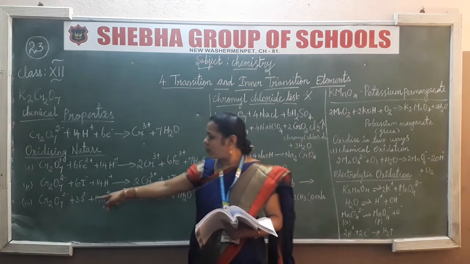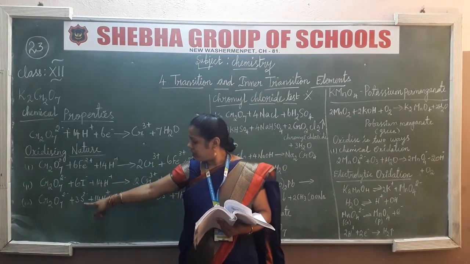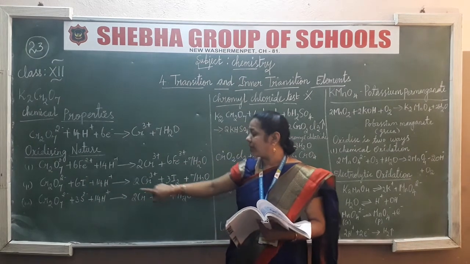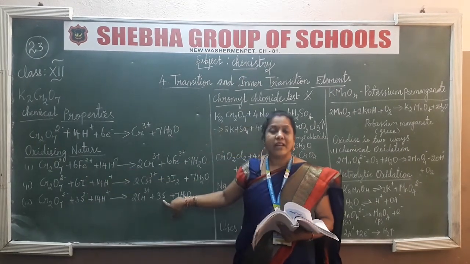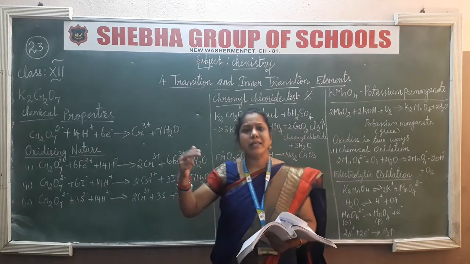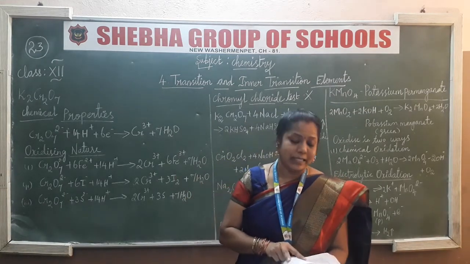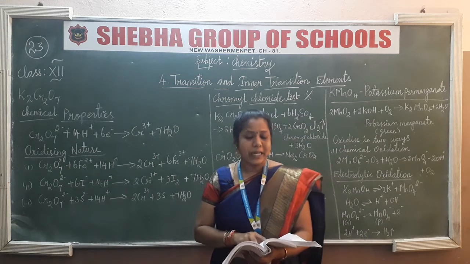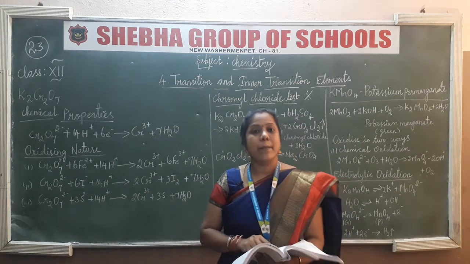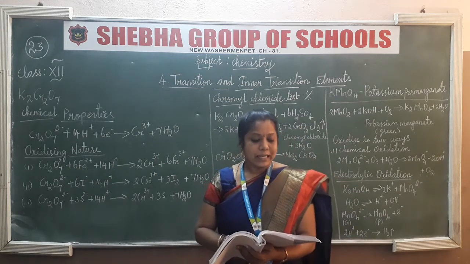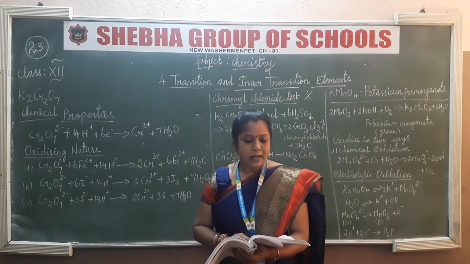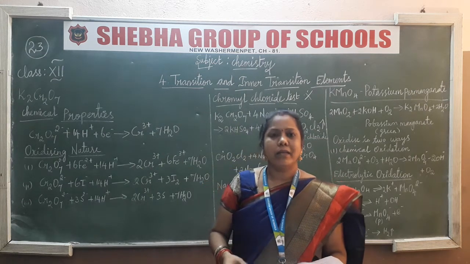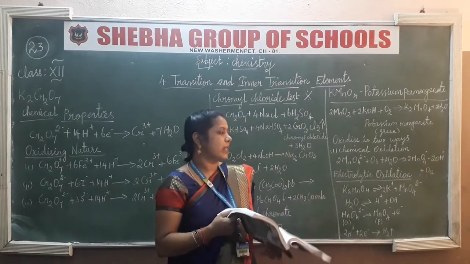Then move on to sulfur. Sulfate or sulfide has to be converted into sulfur. In this category it is established as an oxidizing agent. Apart from that, many more things are there in your textbook, page number 114, such as stannous salt to stannic salt and oxidizing alcohols to acids. In this way it acts as an oxidizing agent.